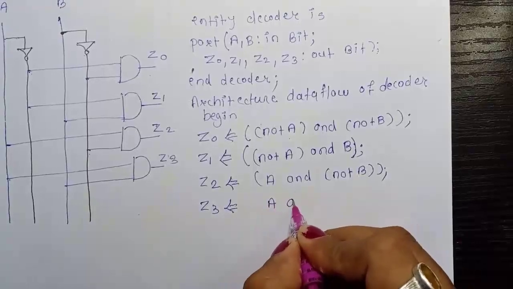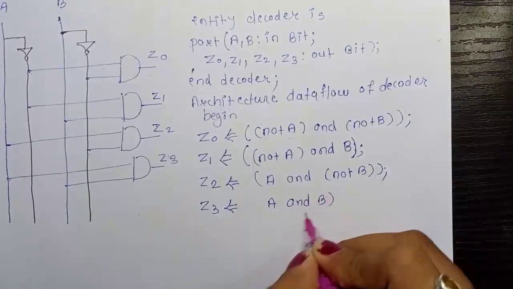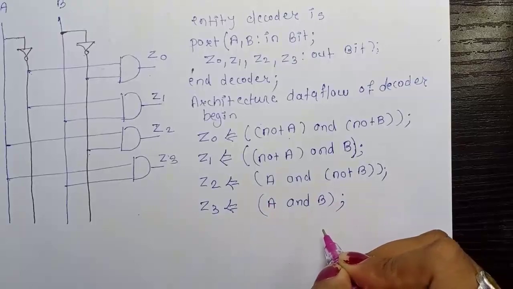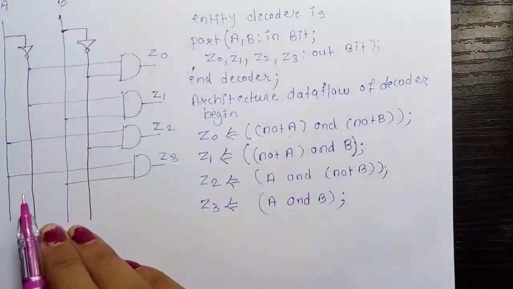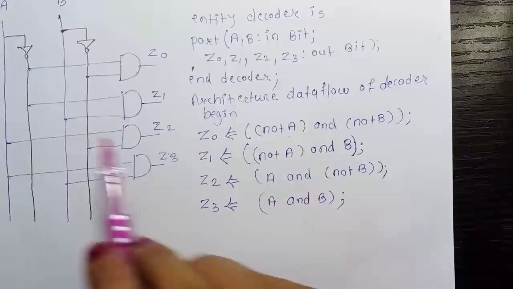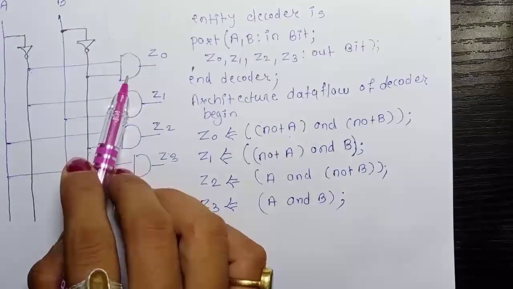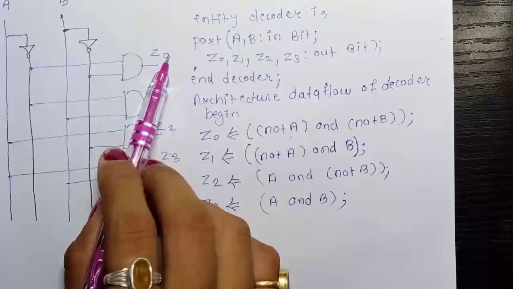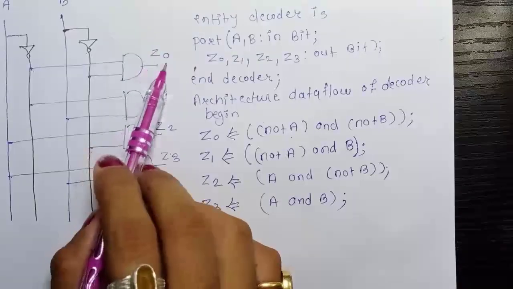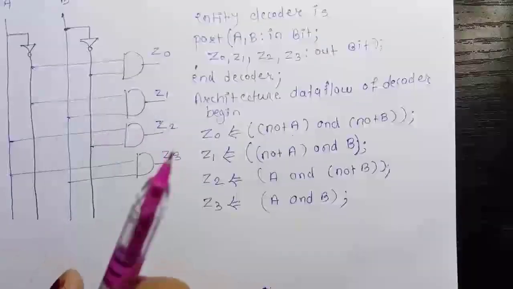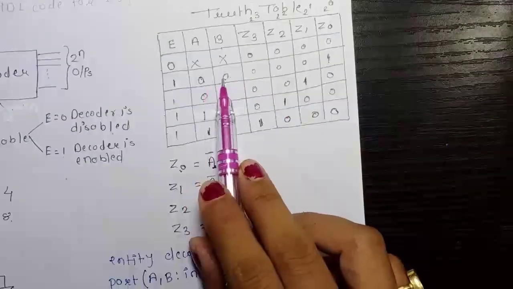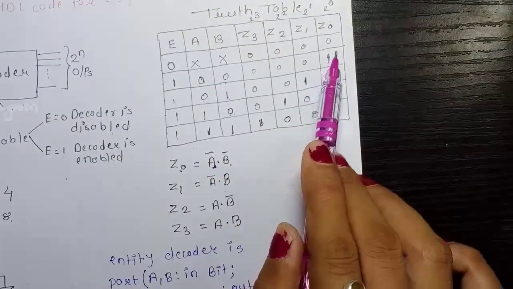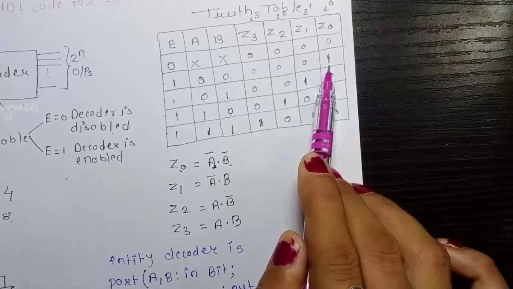So A and B. Okay, this is how this logic circuit is going to behave or function. When not A and not B, that time your Z0 line will be activated or enabled. That means the value of Z0 will be 1. When both the inputs are 0, your Z0 line will be activated. So Z0 will be 1.